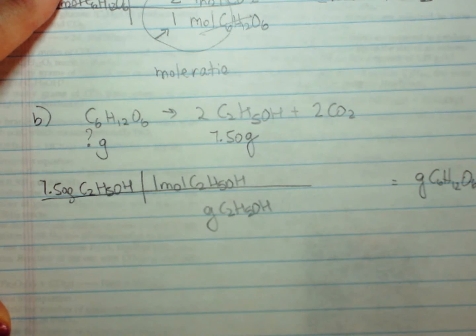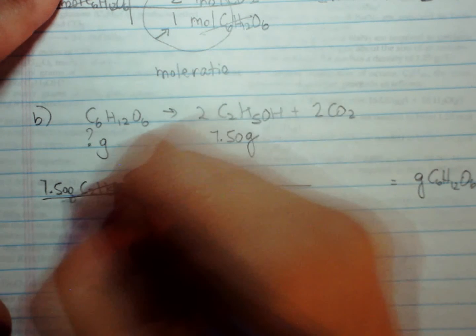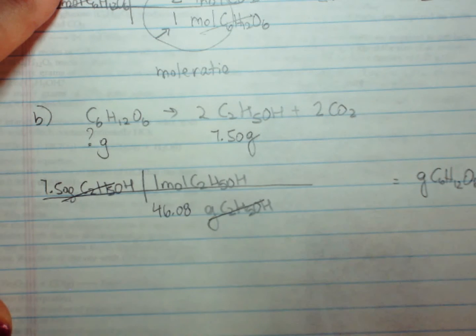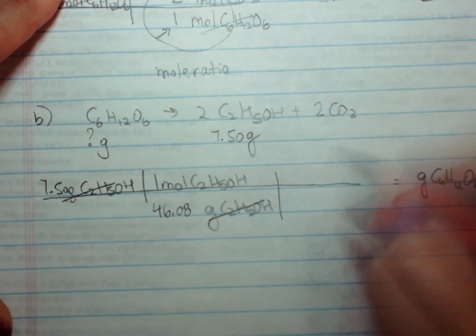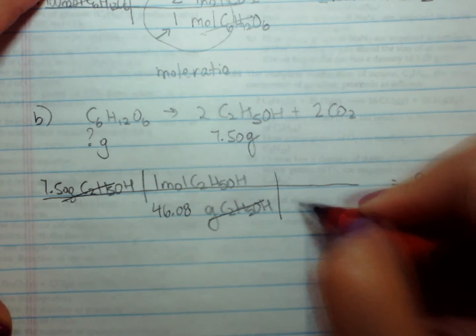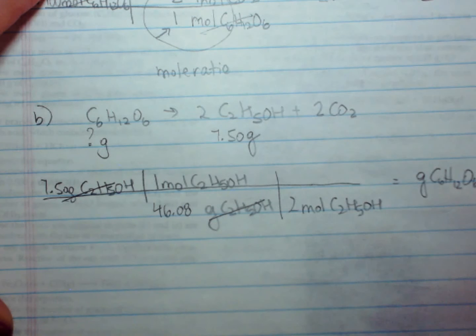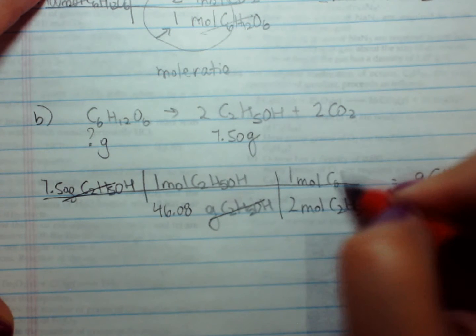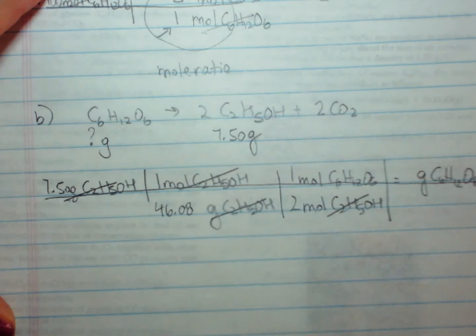How do I figure that out? Add what? The molar mass. So 2 times the mass of carbon off the periodic table plus 6 times the mass of hydrogen plus 1 oxygen, right? So the molar mass of this is 46.08 grams. Grams cancels out with grams. All right, now that I'm in moles, what am I allowed to use? Mole ratio. Fabulous. So what would the unit be for the mole ratio in the bottom? It'd be 2 moles of C2H5OH. What would the numerator read? It would be 1 mole of C6H12O6. Moles of ethanol cancel out with moles of ethanol.